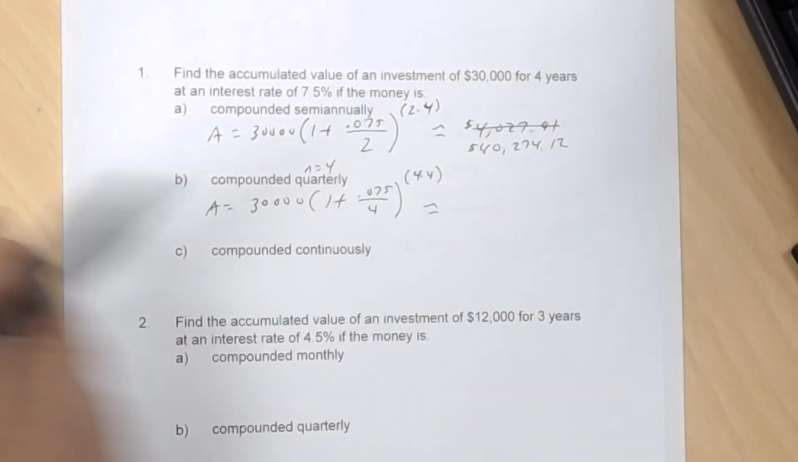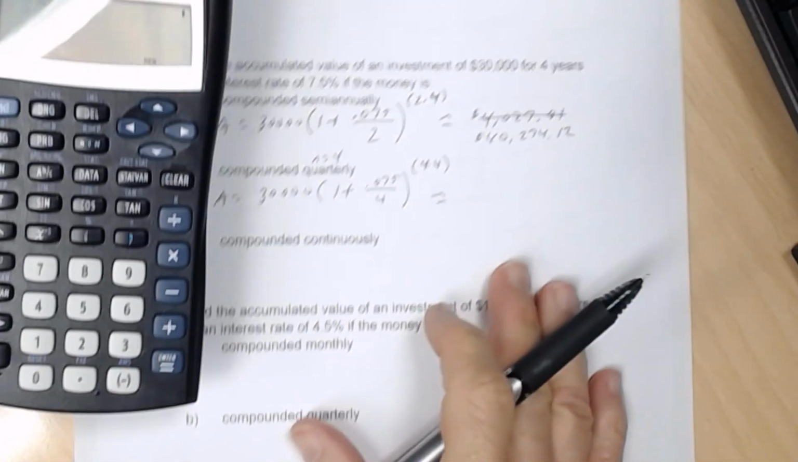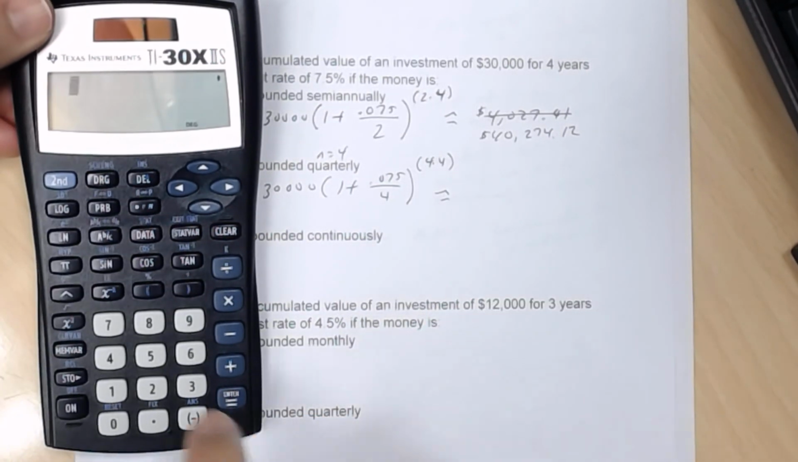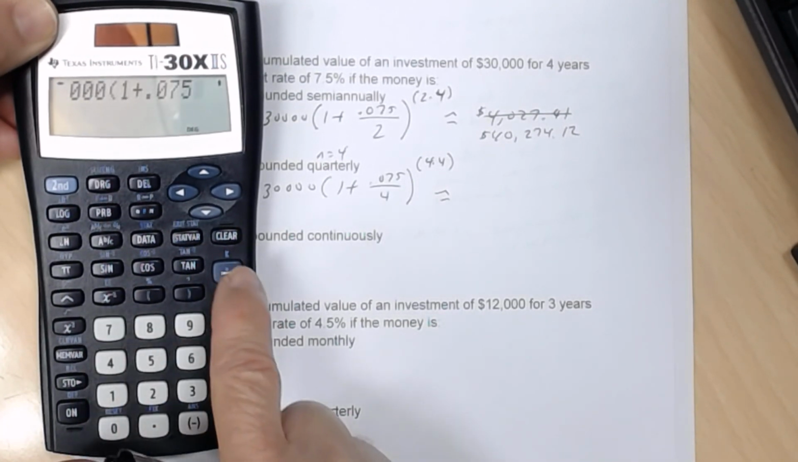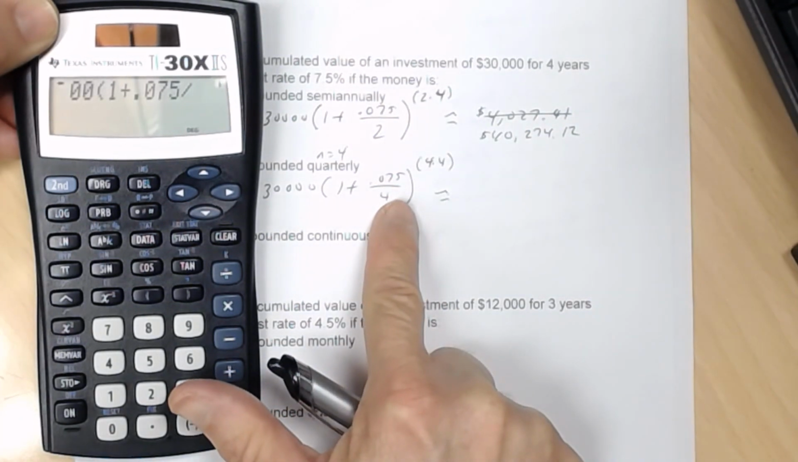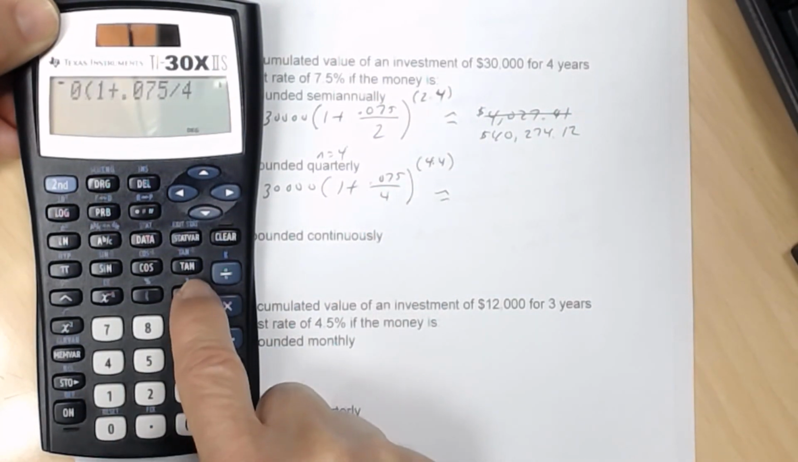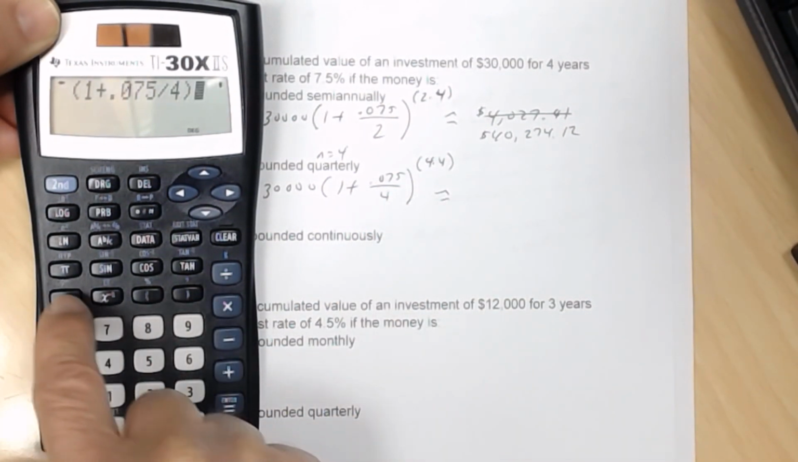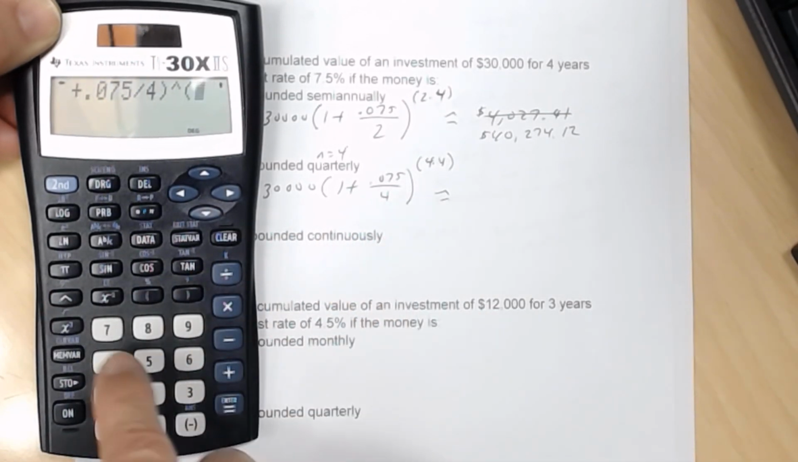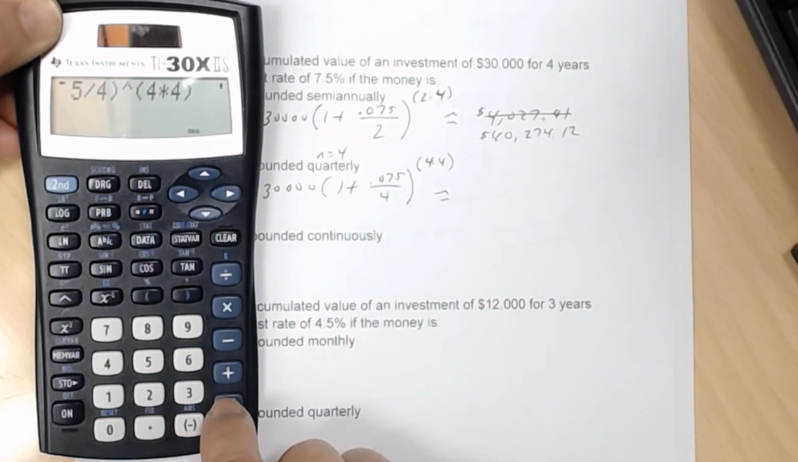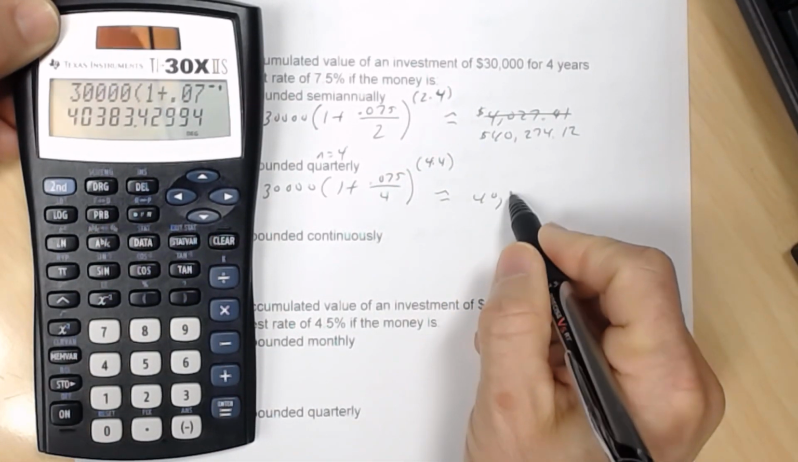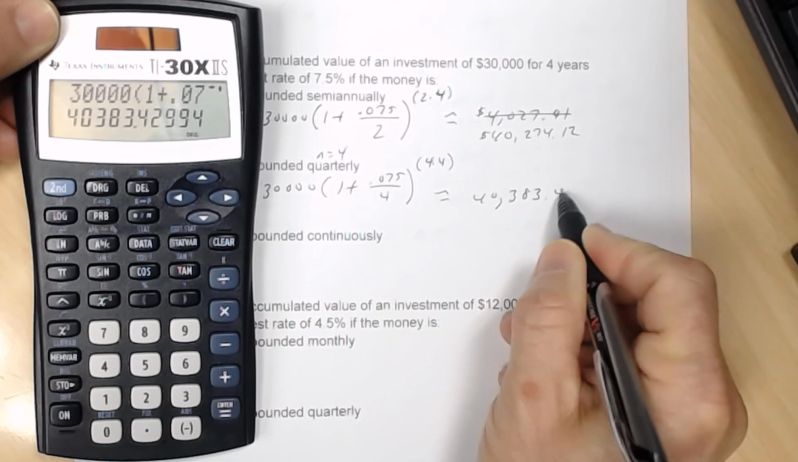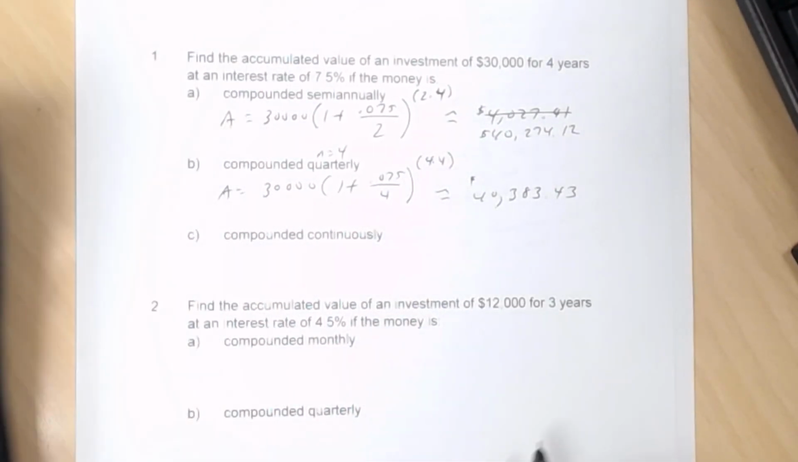Okay, use your calculator. You're going to do the same thing. You're going to say 30,000. Make sure you say 30 and then 3 zeros. Times 1 plus 0.075 divided by 4. Close the parentheses. Now I'm going to raise it. Parentheses. 4 times 4. Close the parentheses. Equals, and then that's $40,383.43. So it increased, right?